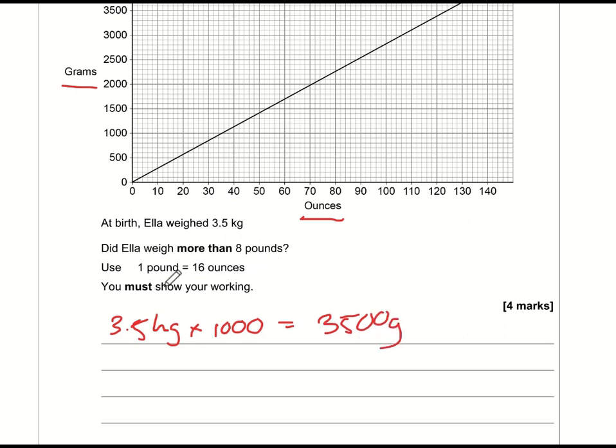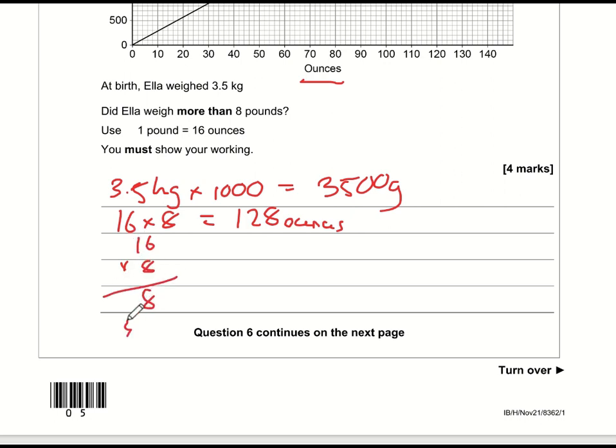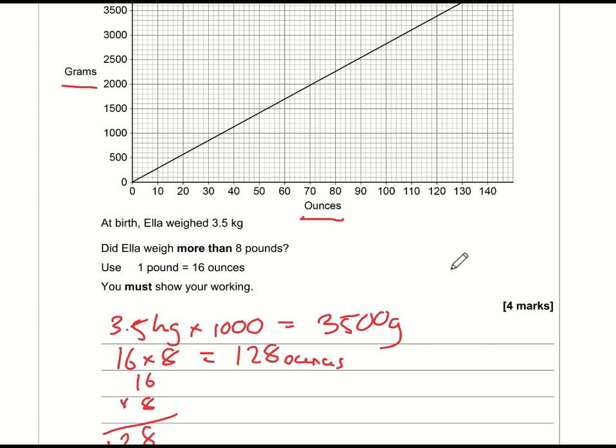Now we also know that 1 pound is 16 ounces, and we want to convert 8 pounds into ounces. So that's going to be 8 times 16. What's 16 multiplied by 8? I just know that that is 128. However, it would probably be a good idea to use some column multiplication. So 6 8s are 48, 8 carry the 4, 1 times 8 is 8, plus 4 is 12, so 128 ounces. Okay, so we just want to work out, what is more, 3,500 grams or 128 ounces?